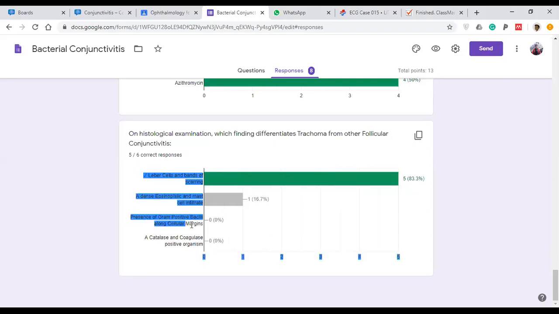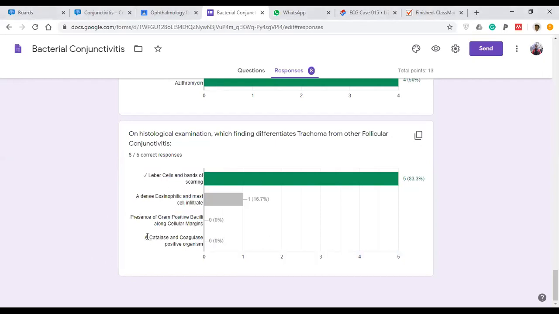Gram-positive bacilli along cellular margins. So viral conjunctivitis, acute inclusion, and Chlamydia trachomatis causing trachoma. We have only two kinds of organisms, chlamydia or viruses. Viruses aren't gram-stained, so this option is unlikely. And chlamydia isn't gram-stained as well. And if it is gram-stained, it is gram-negative. It's intracellular, that is why it's unlikely that chlamydia is gram-stained. So this option is ruled out as well.